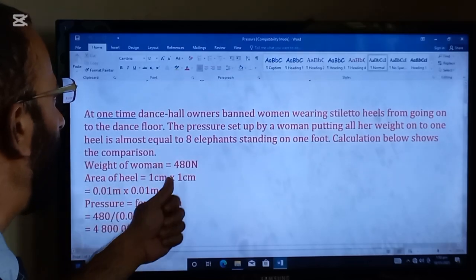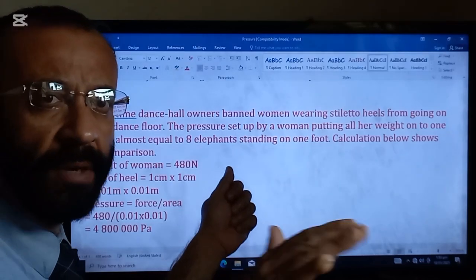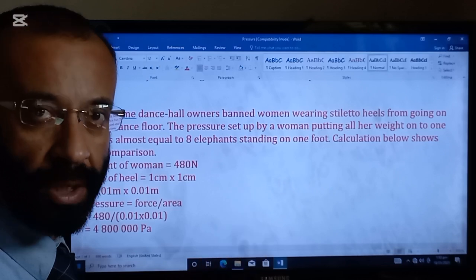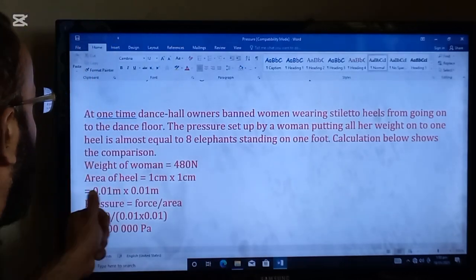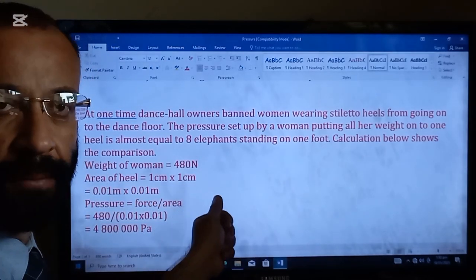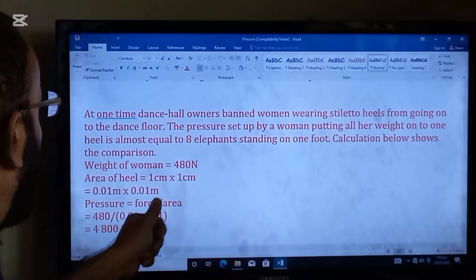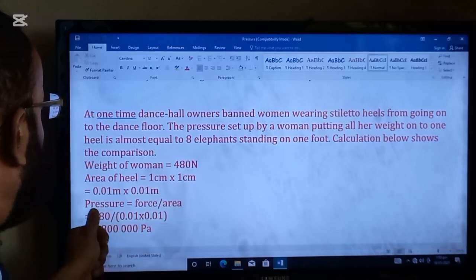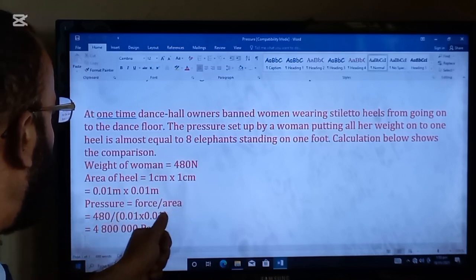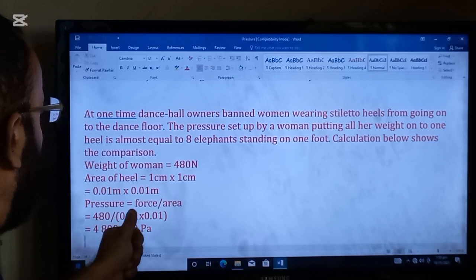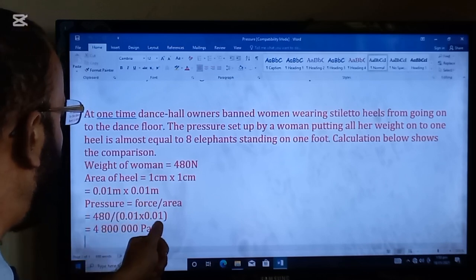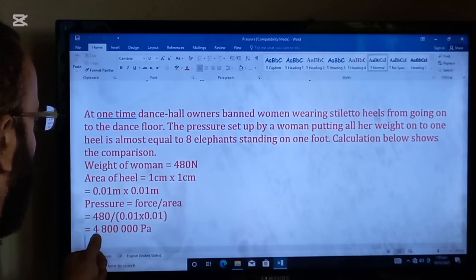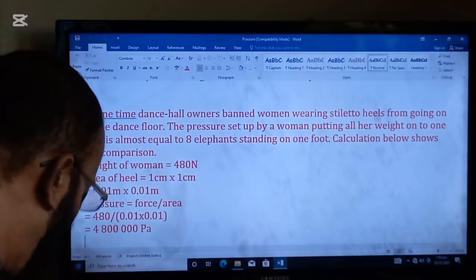Normally the weight of a woman is 48 kg, and when we will convert it into newtons, W is equal to mg, so that will be equal to 480 newtons. And area of the heel is 1 centimeter by 1 centimeter. That will be equal to 0.01 meter into 0.01 meter. And pressure's formula is force over area. Force is 480 Newton and area is 0.01 into 0.01. When we will solve it on the calculator, it will become 4,800,000 pascals.